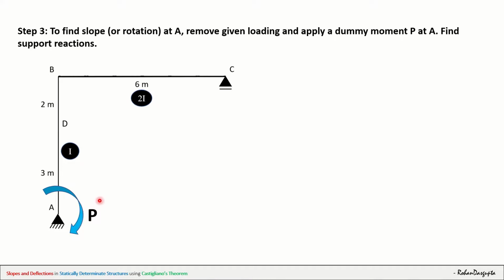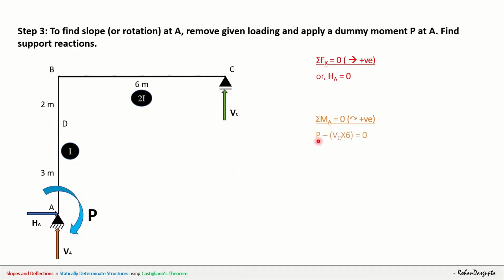So let's move on to the next step, that is to find out the support reactions. 3 reactions, VA, HA, VC. How do we find them? Equations of equilibrium. Summation of Fx, only one load HA. So therefore HA is equal to 0. Then summation of moment about A is equal to 0. Here pay attention, HA and VA will have no moment at A, but P is there. P itself is a moment.